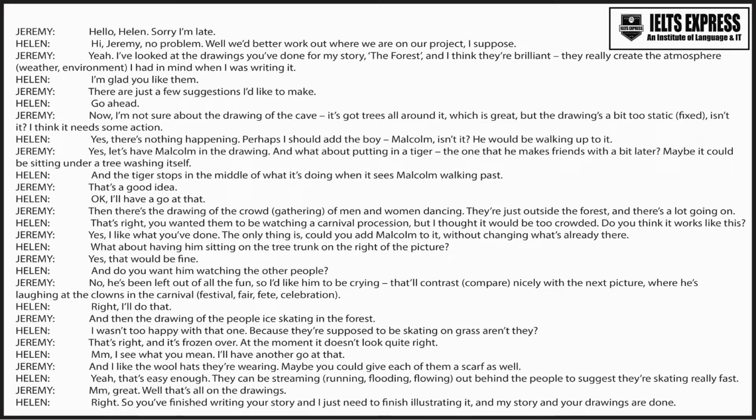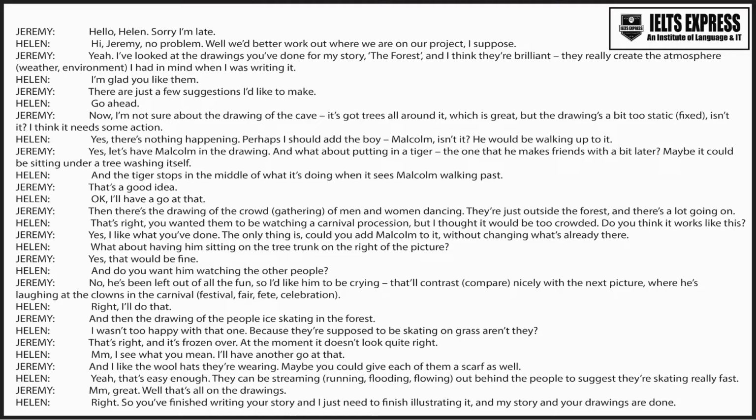Yes, let's have Malcolm in the drawing. And what about putting in a tiger? The one that he makes friends with a bit later. Maybe it could be sitting under a tree, washing itself. And the tiger stops in the middle of what it's doing when it sees Malcolm walking past. That's a good idea. OK, I'll have a go at that.